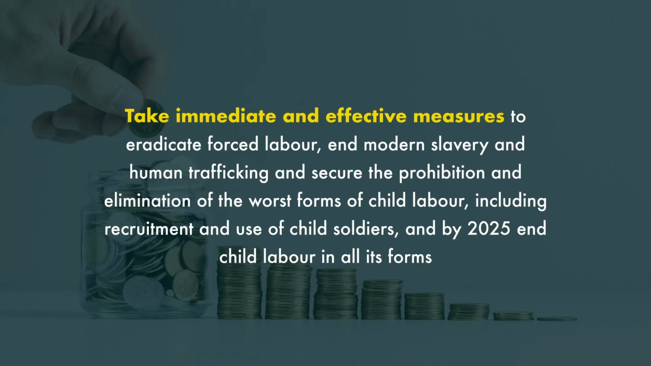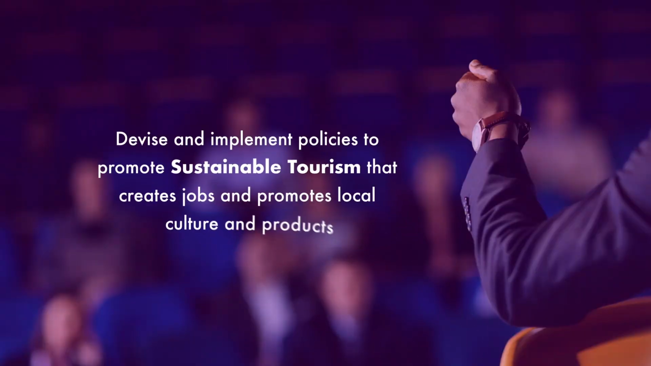Substantially reduce the proportion of youth not in employment, education or training by 2030. Take immediate and effective measures to eradicate forced labor, modern slavery and human trafficking, and secure the prohibition and elimination of the worst forms of child labor, including recruitment and use of child soldiers, and by 2025, end child labor in all its forms. Protect labor rights and promote safe and secure working environments for all workers. Devise and implement policies to promote sustainable tourism that creates jobs and promotes local culture and products.